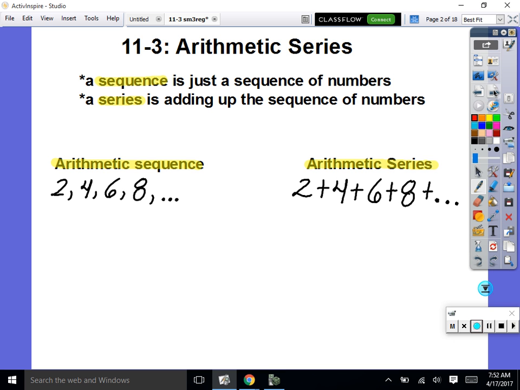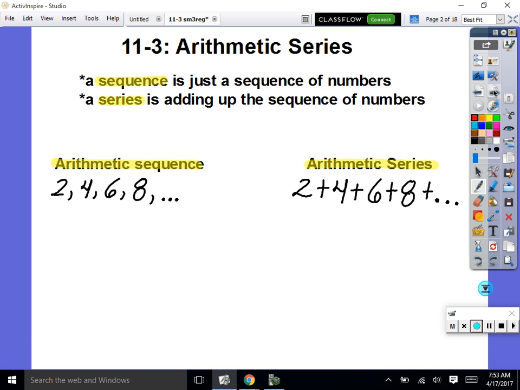Okay, so a sequence is just a sequence of numbers. We know that for an arithmetic sequence, we can write the explicit formula, which allows us to find any term in the sequence, correct? Arithmetic means there's a common difference. Today we're going to focus in on an arithmetic series. Now, a series is adding up the sequence of numbers.